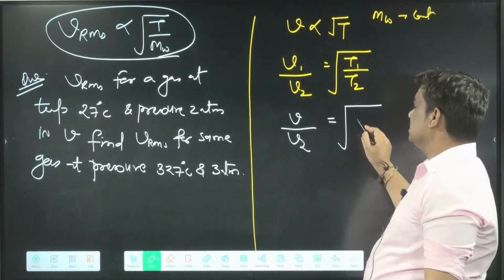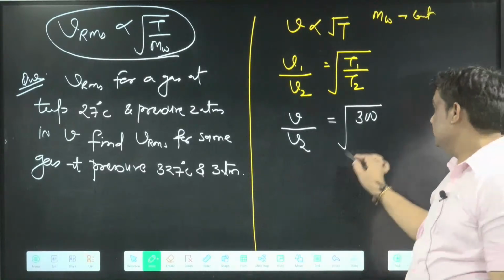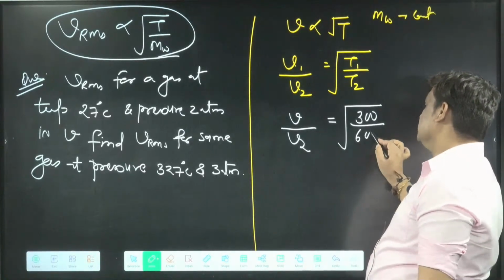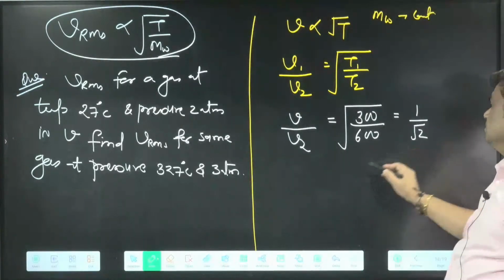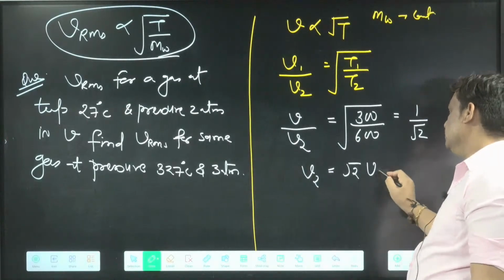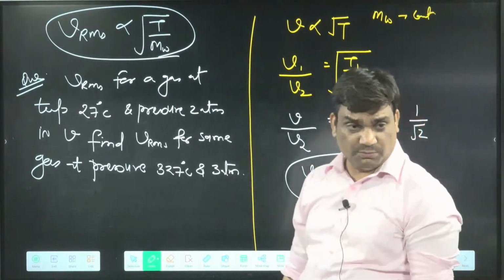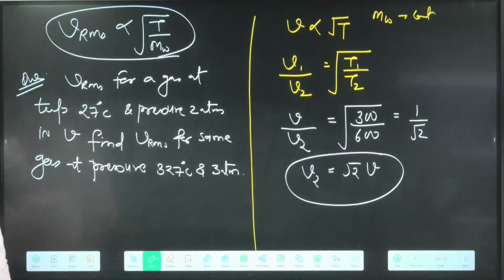T1 is 27, which means 300 Kelvin. You have to take temperature always in Kelvin. So 300 divided by 600, so here it becomes 1 by root 2. So V2 is nothing but root 2 V. So if pressure and temperature are both given, we have to take all the time the effect of temperature.